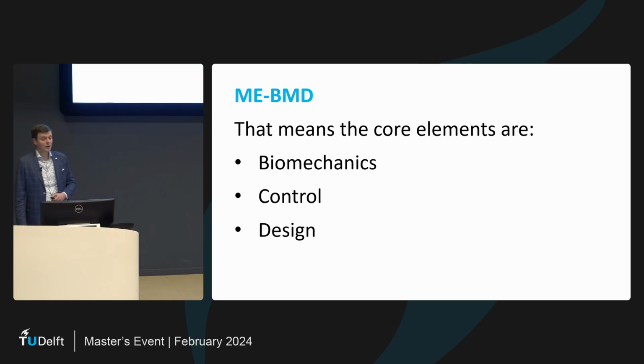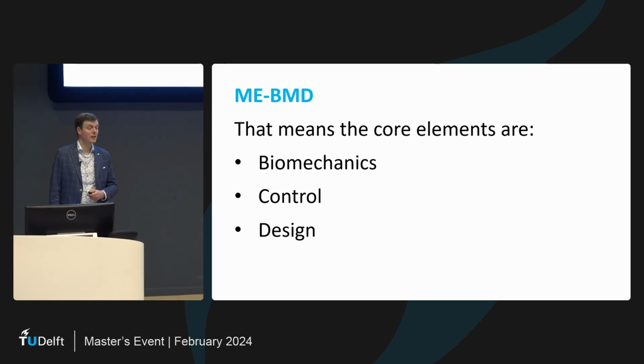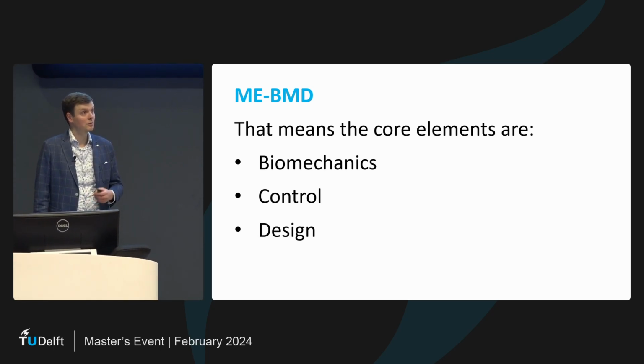So that means that the core elements of this master track are biomechanics, and then control, how are you going to control this biomechanics, and design, how can you design new systems that either interact with the human body or with other biological things, or design mechanical things for mechanical engineering that are inspired by biology or by human anatomy.